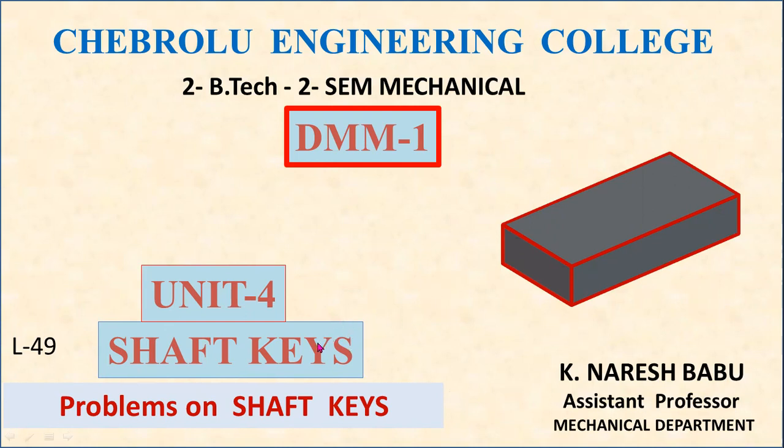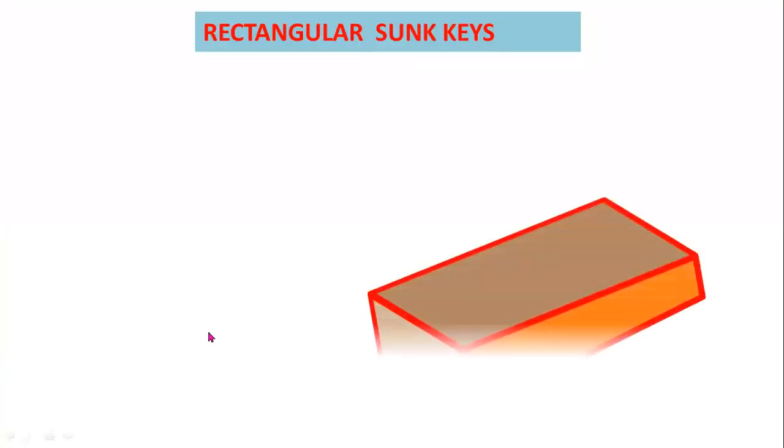In this session, I'm going to explain simple problems on shaft keys. In the previous class, we already discussed the different types of keys used for shafts. In this session, I'm going to explain a problem on rectangular sunk keys and square sunk keys.